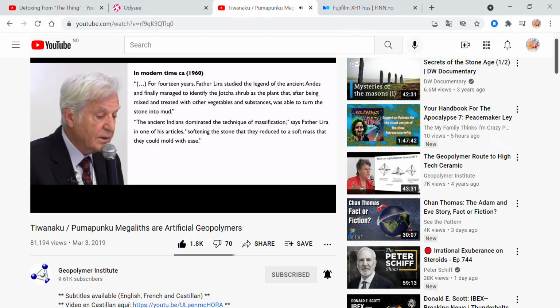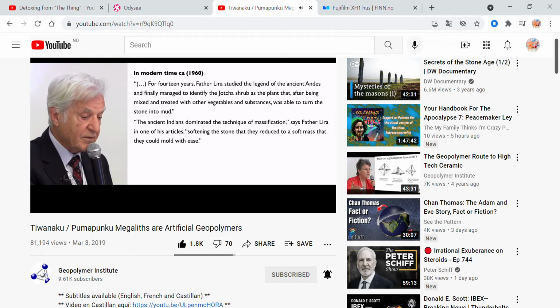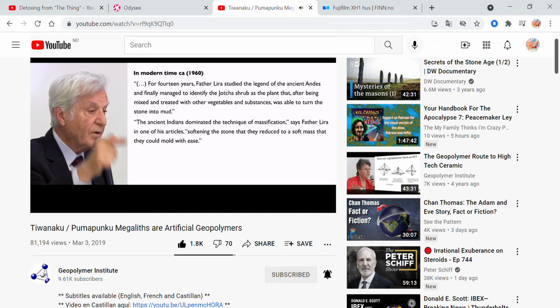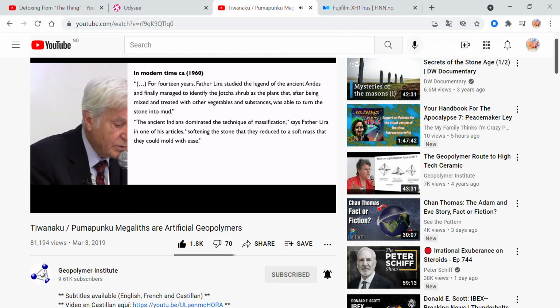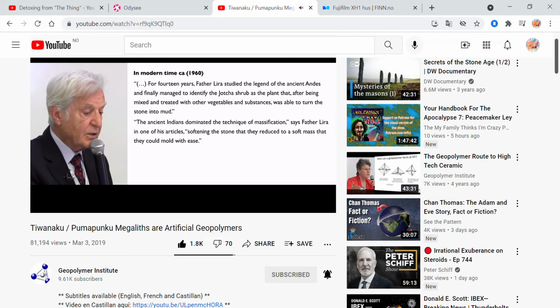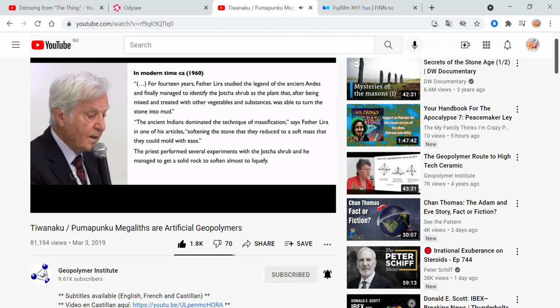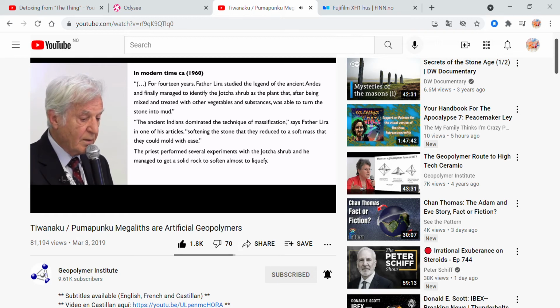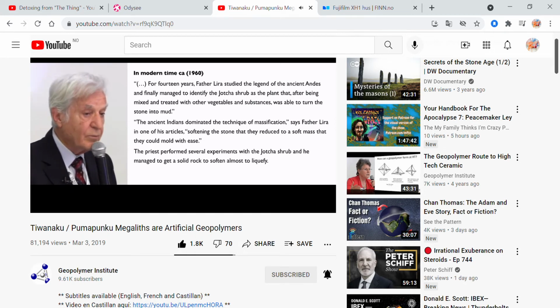The ancient Indians dominated the technique of massification, says Father Lira in one of these articles. So this is the English translation of an article written in Spanish. Softening the stone, they reduced it to a soft mass that they could mold with ease. The priest performed several experiments with the Georgia shrub, and he managed to get a solid rock to soften, almost to liquefy. It does not say that it was limestone, but it must have been limestone.